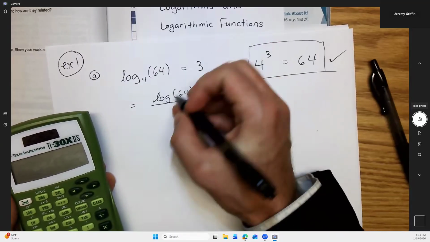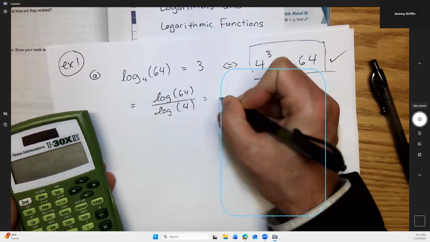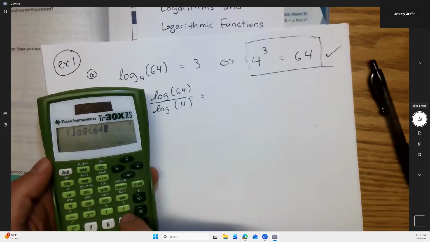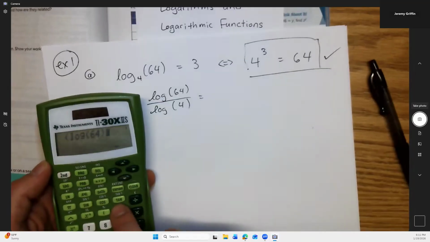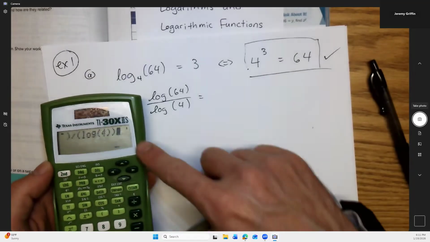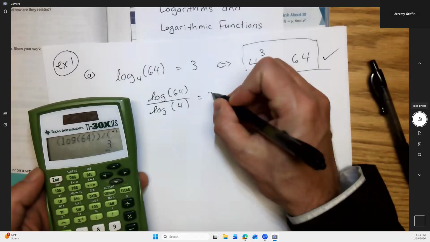Log of any base of 64 divided by log of the matching base of 4. That should also be the same thing. Let me show you that's true. So if I do parentheses log of 64, now switch to base 10, all collectively divided by log base 10 of 4. Now it should say 3. If it says 3, then I've been telling you the truth. Oh yeah, equals 3 also.